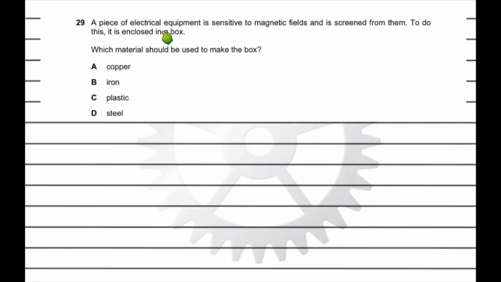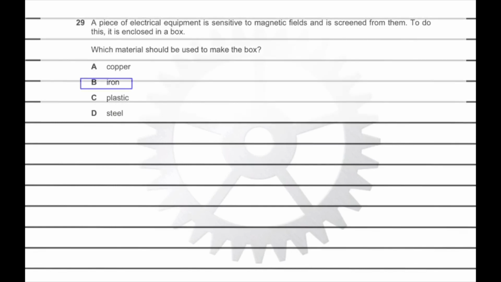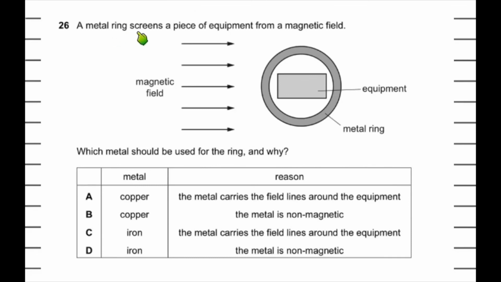A piece of electrical equipment is sensitive to magnetic fields and is screened from them. To do this, it is enclosed in a box. Which material should be used to make the box? You have 5 seconds. Of course, the box should be of iron, because iron has the property to concentrate magnetic field lines, and it should not be of steel.